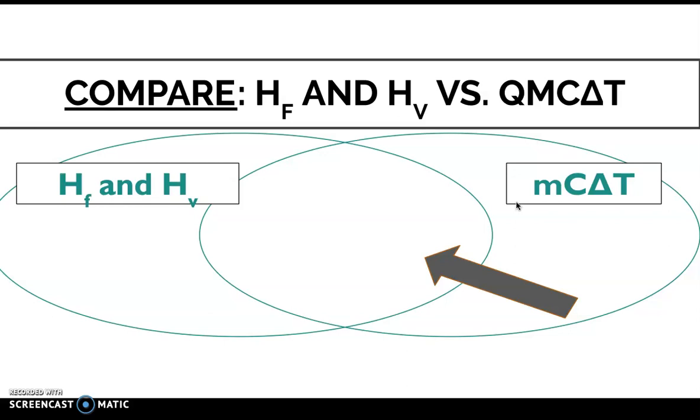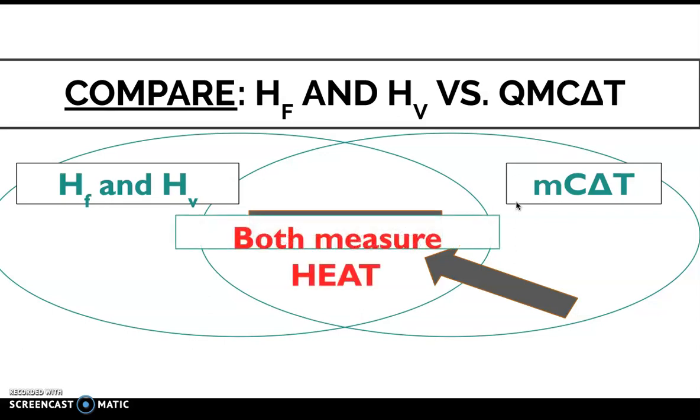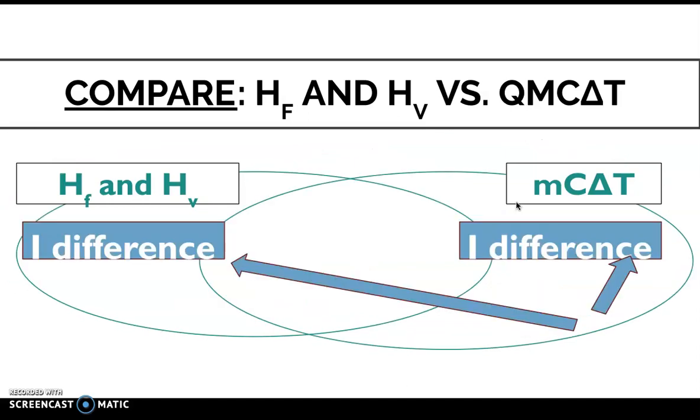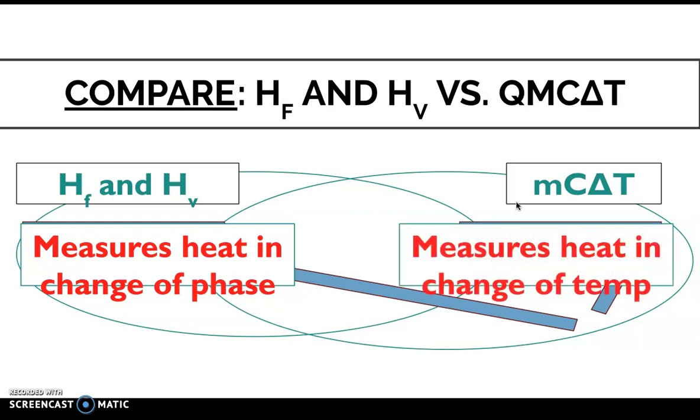So let's compare the heat of fusion and heat of vaporization versus Q equals MC delta T. One similarity between them is they both measure heat. Another similarity is they both depend on mass, which you could see in the formulas for all of these equations. One difference is that H of F and H of V measure heat in change of phase. So remember, the temperature is constant. So we're just measuring the heat due to change in phase. And MC delta T measures heat in change of temperature. So based on a change in temperature, what is happening with the heat?